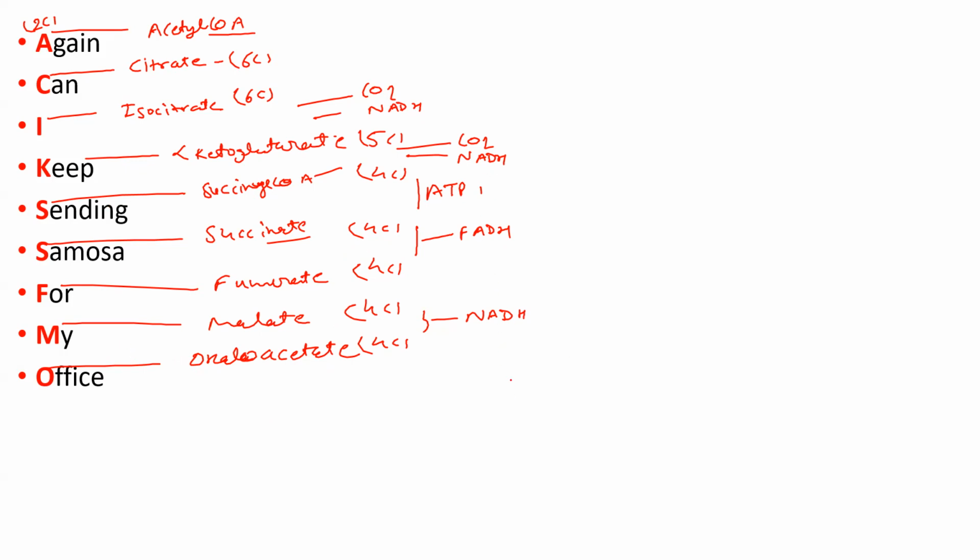Then all the NADH and FADH2 which are produced till here will enter into the ETC, electron transport chain, and produce ATP. Okay, so this is about the Krebs cycle.